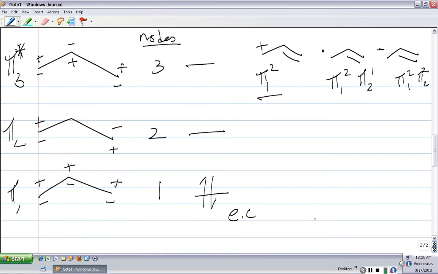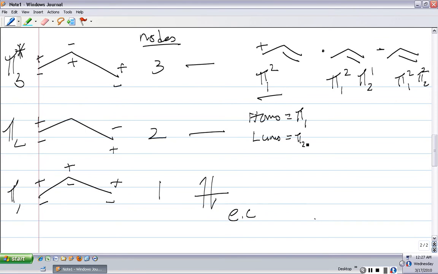What is the orbital of highest energy that has electrons in it? And the answer is pi 1. So for the allyl cation, the HOMO is pi 1. What is the lowest energy orbital that is vacant? And the answer is pi 2. So the LUMO is pi 2.